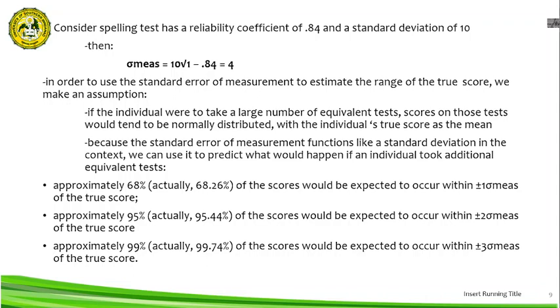In order to use the standard error of measurement to estimate the range of the true score, we make an assumption. If the individual were to take a large number of equivalent tests, scores on those tests would tend to be normally distributed, with the individual's true score as the mean. Because the standard error of measurement functions like a standard deviation in this context, we can use it to predict what would happen if an individual took additional equivalent tests.